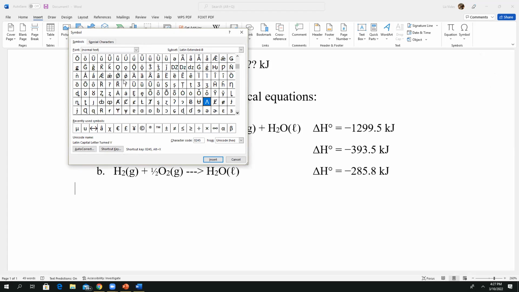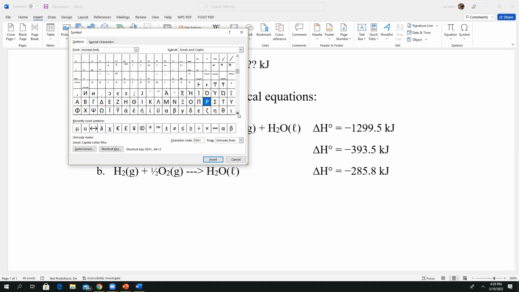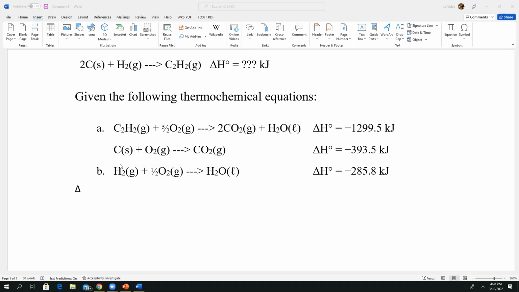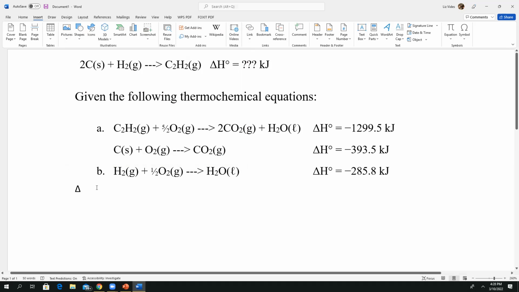Darn it. It's gotta be up there. No, it's not up there. All right, so delta, where are you? Ah, we're getting close. Ah, here we go, delta. Insert, okay, we got it. Close that. All right, so we're gonna insert a delta, delta H. We're just gonna call it delta HA, right?